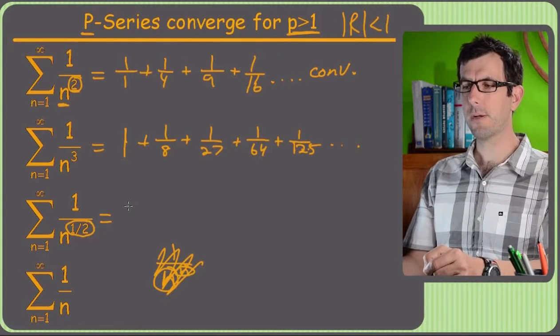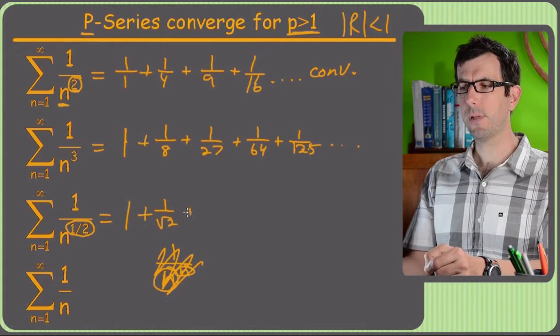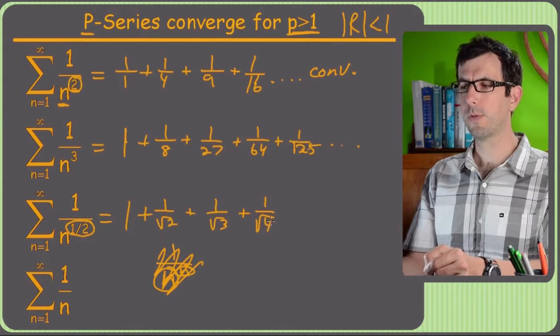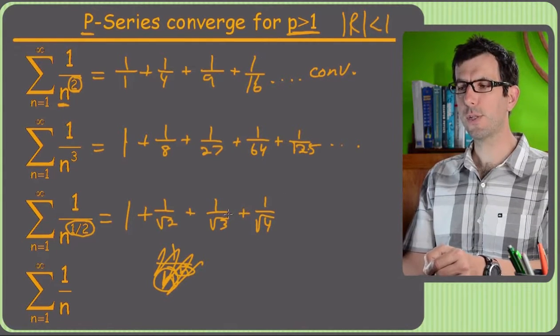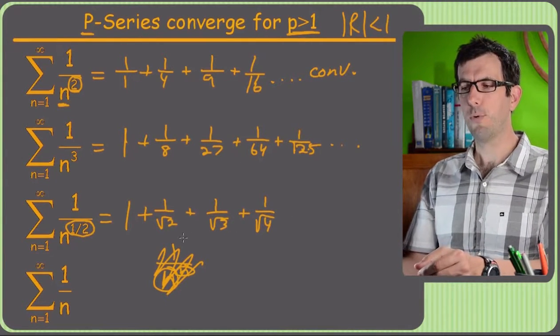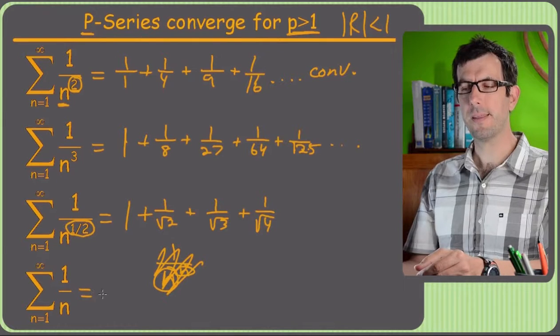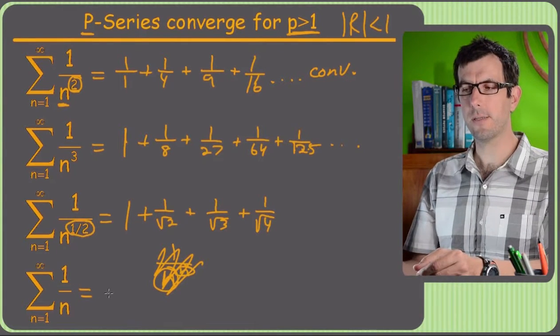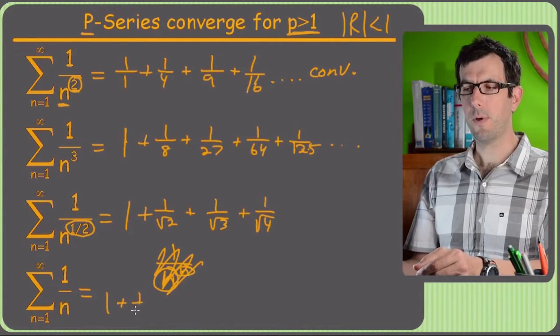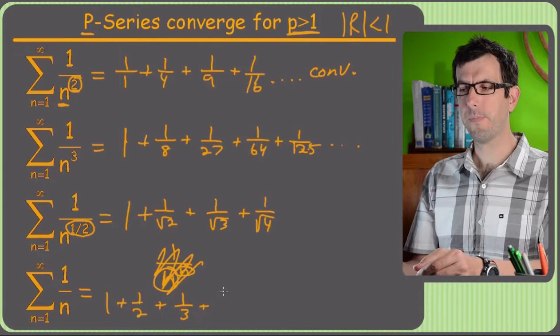And if we listed out the terms, we'd still have 1 as our first term, but then we want to have 1 over root 2 plus 1 over root 3, which is really 1/2. And you kind of see this actually looks sort of like the harmonic series, except it's got square roots. Well, guess what? This last one, this is the harmonic series, 1 over n. So it's 1 plus 1/2 plus 1/3.